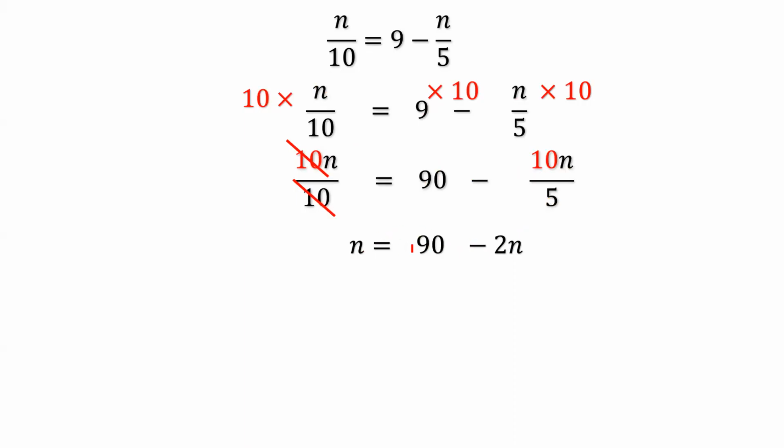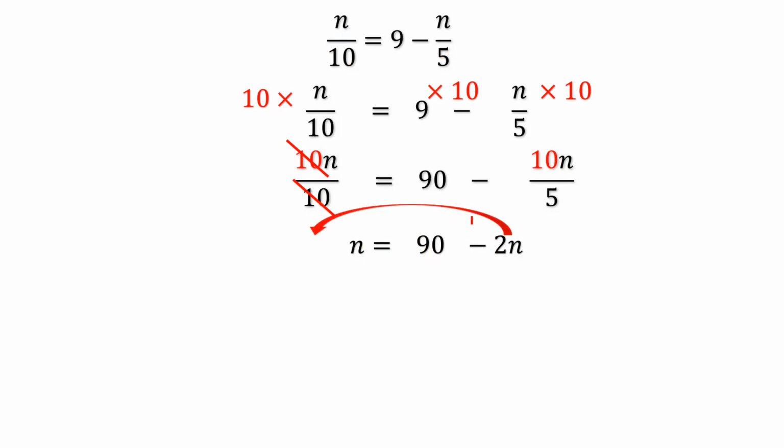So what we did, we took this equation that had fractions, and we basically eliminated the fractions, and that's why we multiplied everything by 10 to eliminate the fractions. Now we don't have any fractions any longer. Now this is a regular linear equation, and it's a simple one that we could easily do.